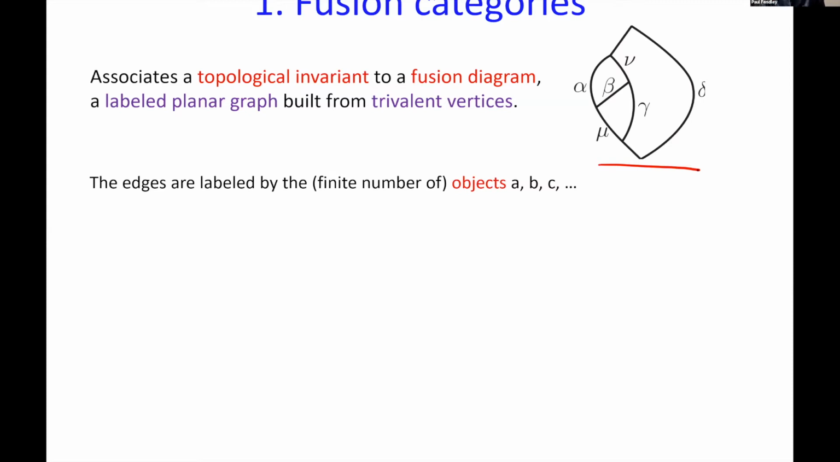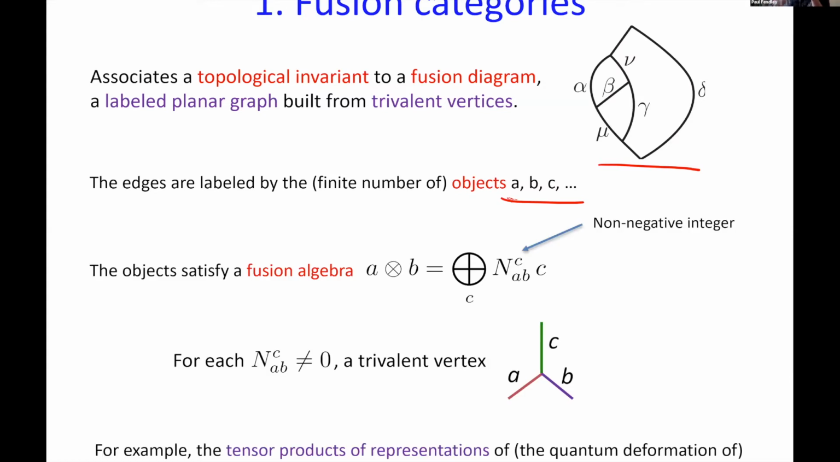And so where the category now comes in, well, it comes in lots of places. Where it starts to come in is the objects in the category, the thing you're building the category from, are labeled A, B, and C. And that's what you label the edges with, Greek or Roman, it doesn't matter. And so now where the category really starts to come in, you build the category from a fusion algebra, which says you take the tensor product of the objects in the category, and it gives you a linear combination of other objects in the category.